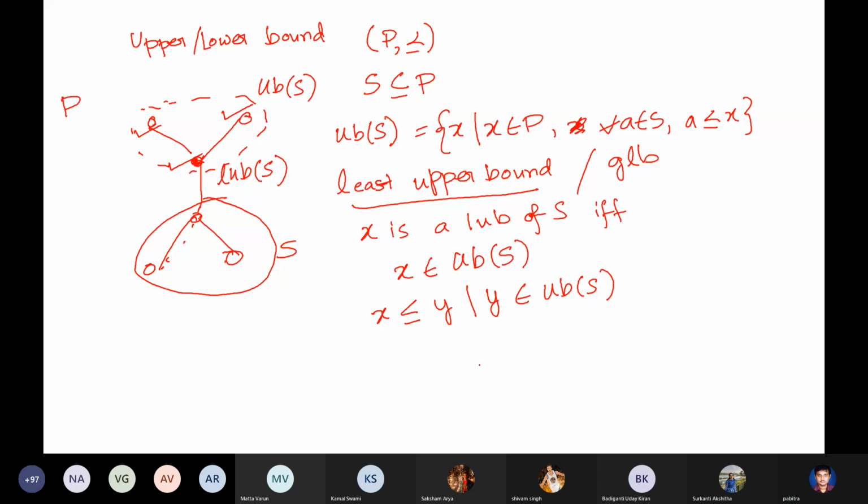So LUB is unique if it exists. Okay, it may not exist also. It is possible that it may not exist. But if it exists, then it has to be unique. Okay, for example, let's take this case, this kind of a poset.